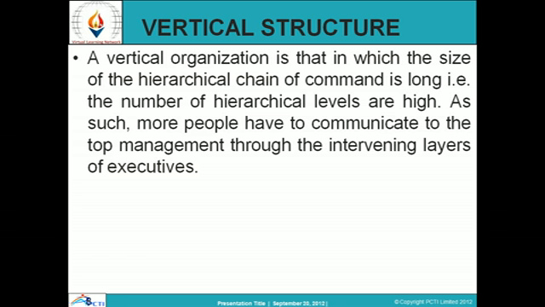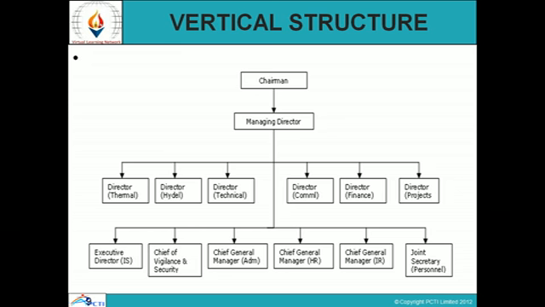Vertical structure. A vertical structure organization is one in which the hierarchical chain of command is long, that is, the number of hierarchical levels is high. As such, more people have to communicate to the top management through the intervening layers of executives. So, if the number of layers is high in the vertical structure, then a large communication gap can be created.